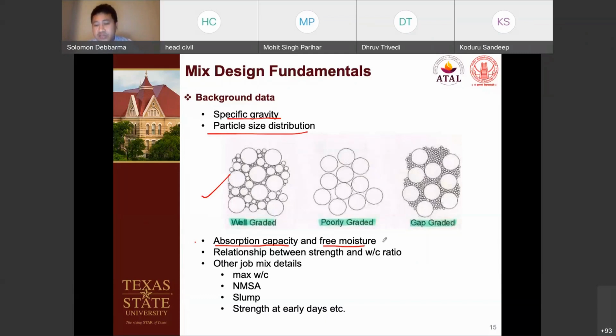And also we need to understand the free moisture content. For example, if the aggregates have been subjected to moisture, there will be an increase in the water cement ratio. And we have already studied earlier that there is a relationship between the strength and the water cement ratio: the higher the water cement ratio, the lower the strength, and the lower the water cement ratio, the higher the strength. So we need to make sure these parameters are well understood. We also need to know some other job mix details, like the maximum water cement ratio, the nominal size aggregate, the slump requirement, or whether we need any strength at early days, and so on.